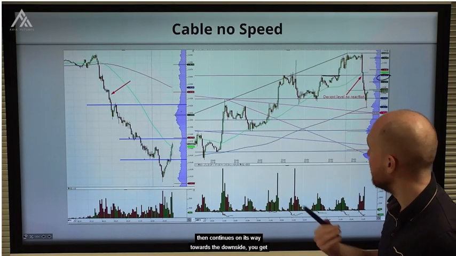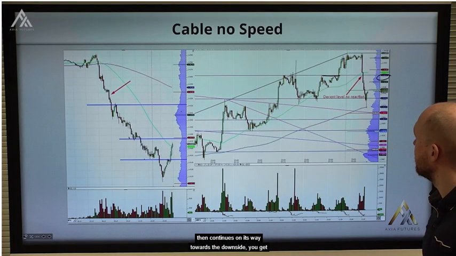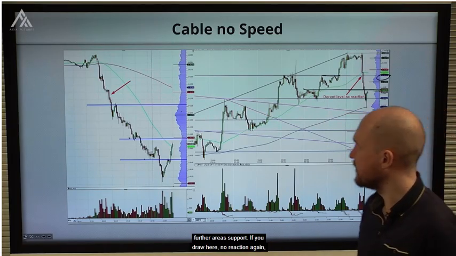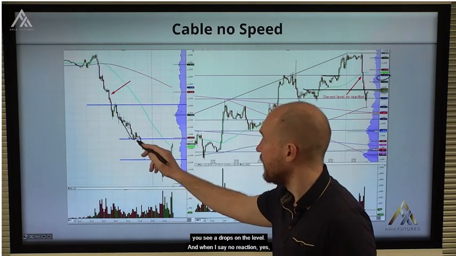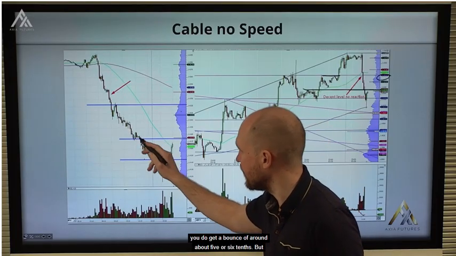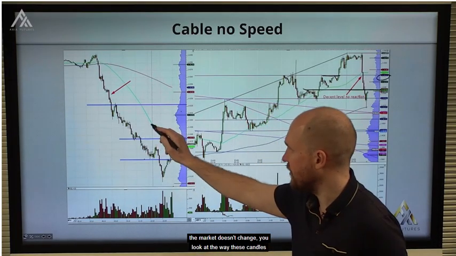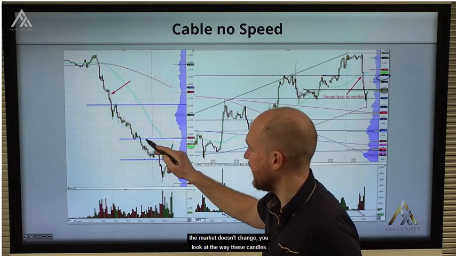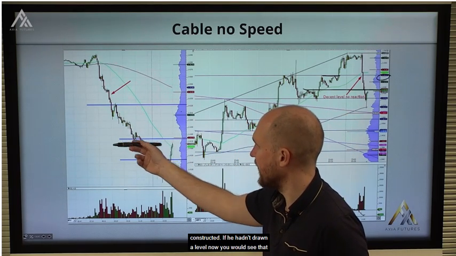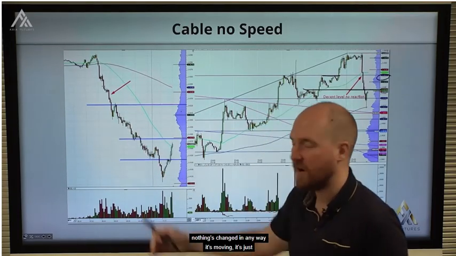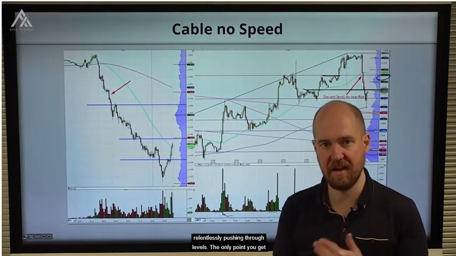And the market then continues on its way towards the downside. You get a further area of support, which you could draw here. No reaction again. You see it drops onto the level. And when I say no reaction, yes, you do get a bounce of around 5 or 6 ticks, but the market doesn't change. You look at the way these candles are constructed. If you hadn't drawn a level there, you would see that as just part of a wider move towards the downside. So again, nothing's changing in the way it's moving. It's just relentlessly pushing through levels.